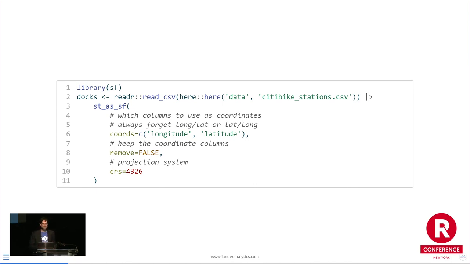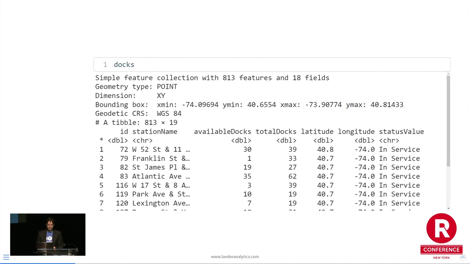And I never remember, is it longitude and latitude, or latitude and longitude? So I try both ways and plot it and see if I'm in the middle of the ocean, or see if I'm in New York City. And we set the CRS to be 4326 to tell it that we're using lat long. And this is what it looks like.